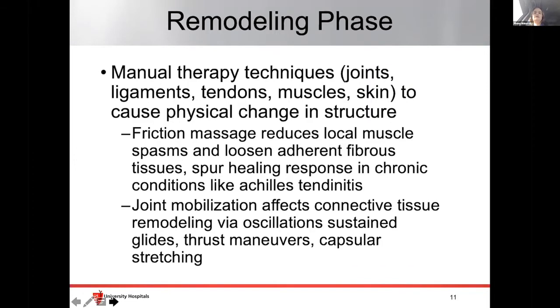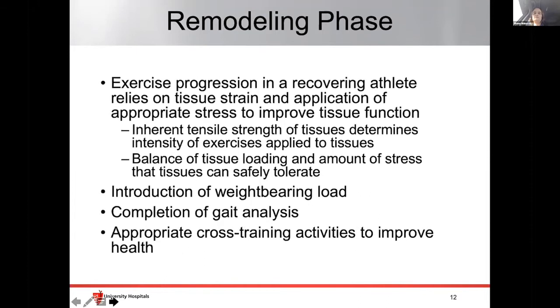Manual therapy techniques are also important. Friction massage, you're trying to change the structure of the tissue so that there's no adherent tissue, things glide or move properly between fascial planes. Also, it can also spur on a healing response. In the situation of Achilles tendinopathy, it helps that tendon heal, trying to spur it on to heal all the way. Capsular stretching also is very important.